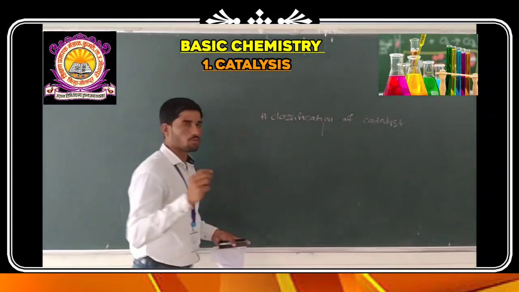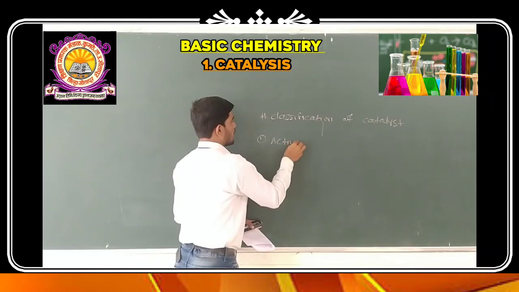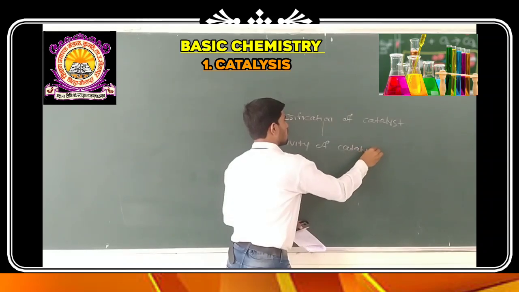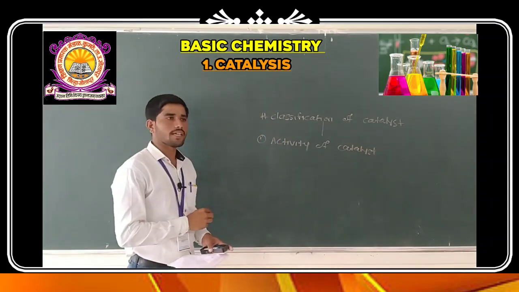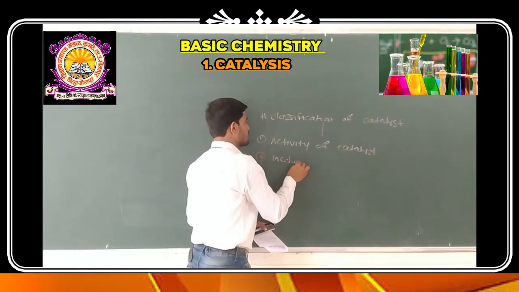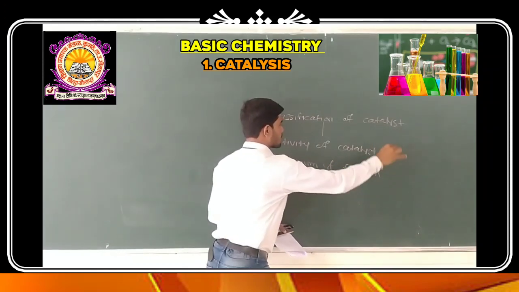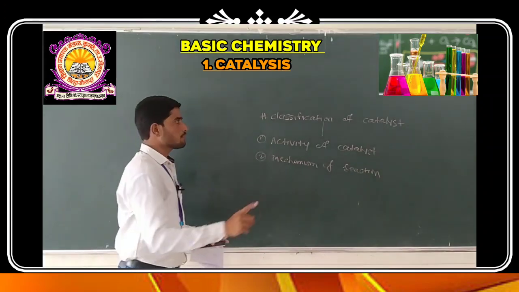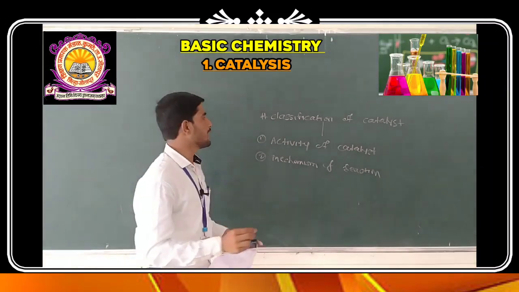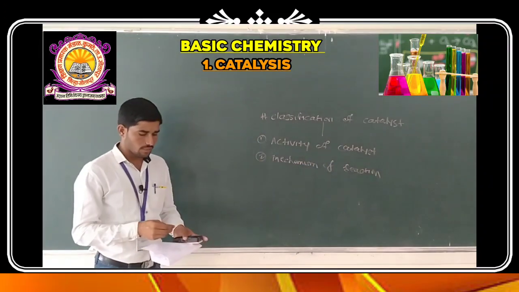Now the classification of catalyst takes place on two different bases. The first base is on the basis of activity of catalyst, and the second is on the basis of mechanism of reaction. So the catalyst will be divided into different types, but these types come under the headings of activity of catalyst and mechanism of catalyst.